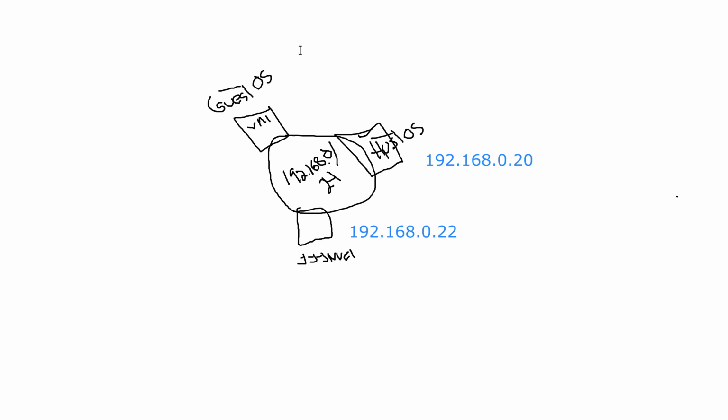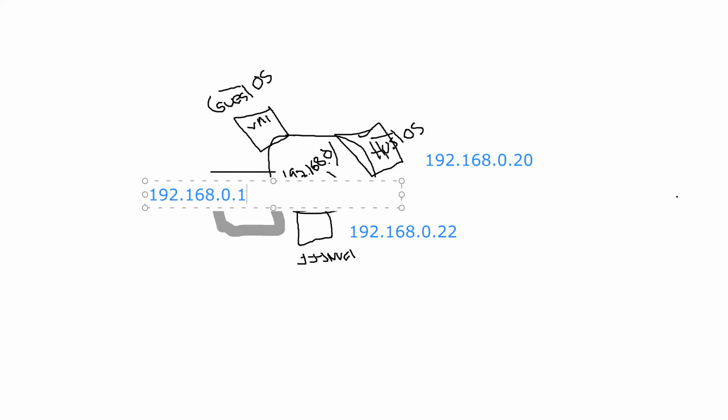Let's see. So the router, how do I do free drawing? So the router, oh boy, is right there. And it's actually an AP, a Wi-Fi AP. Its address is 192.168.0.1. Okay.